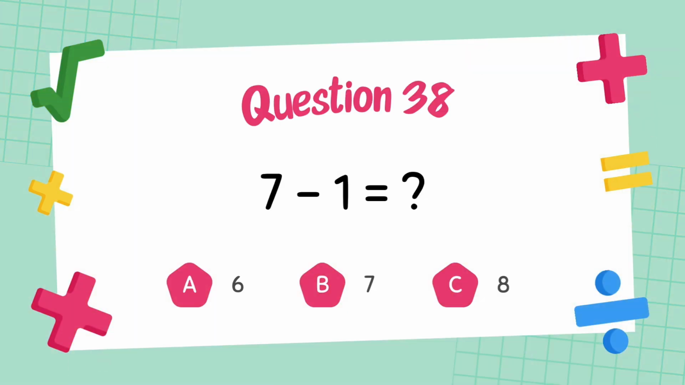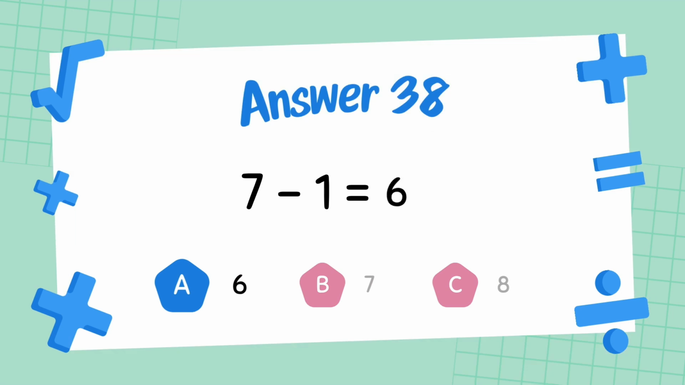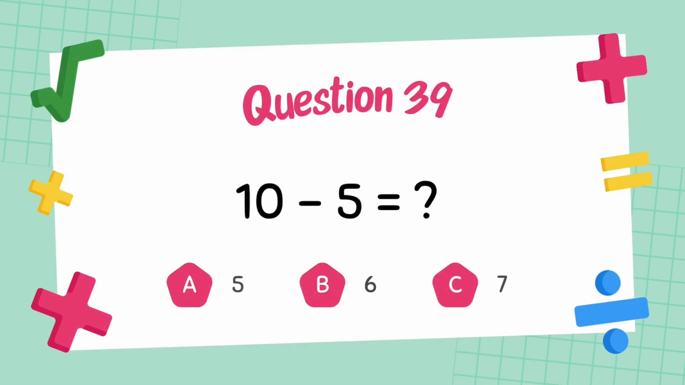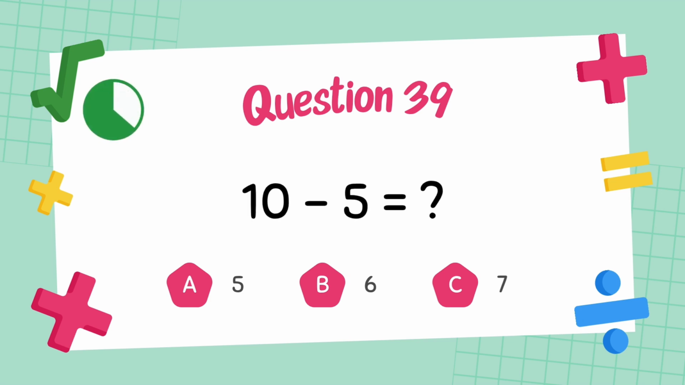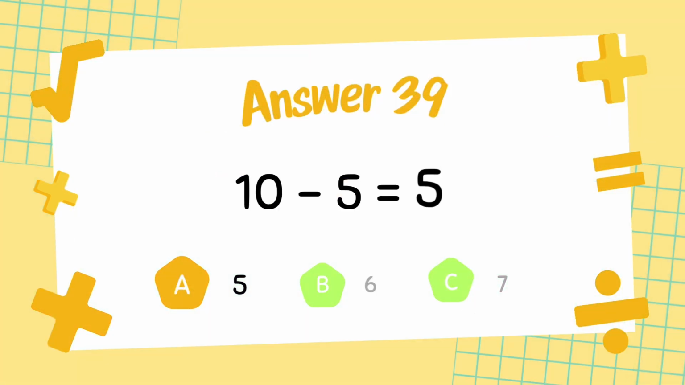What is 7 minus 1? The answer is 6. What is 10 minus 5? The answer is 5.